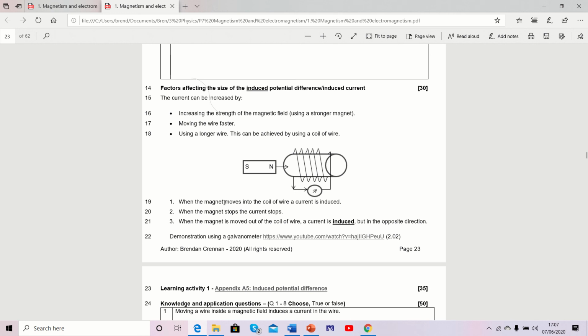Key rules then: when the magnet moves into the coil of wire, a current is induced, so there has to be that movement. When the magnet stops, the current stops. That is key. So if there's no movement between the wire and the magnet, there is no current induced. When the magnet is moved out of the wire, the current is induced, but in the opposite direction. So if you move the magnet in, as we saw in the video clip, current goes one way. Move it out, current goes the other way, which is the reason why we actually generate alternating current in our power stations. Okay, so Fleming's right-hand rule used to describe the induced currents.